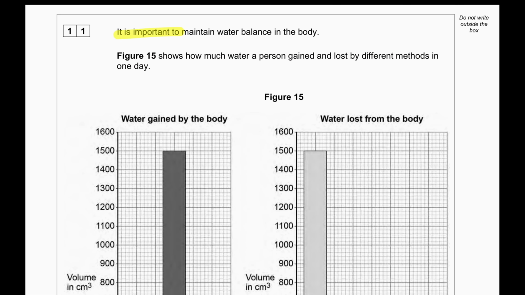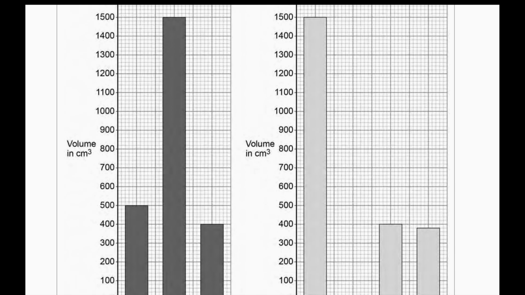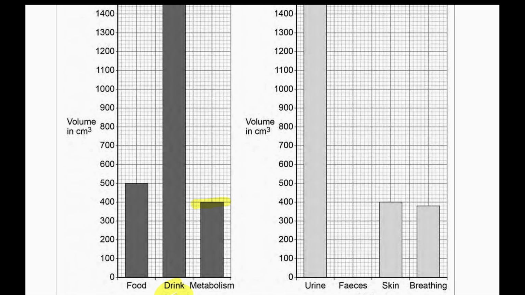It is important to maintain water balance in the body. Figure 15 shows how much water a person gained and lost by different methods in one day. So we can see water gained by the body. By drinking, it's the highest. From metabolism, it's the lowest. And from food, it's nearly 500 cm cube.